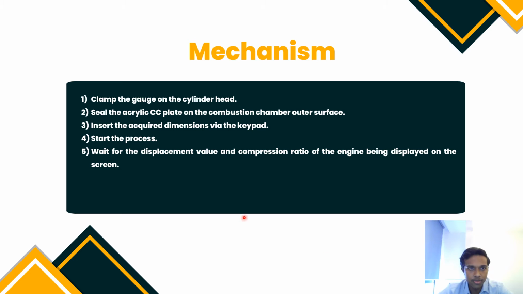So for the mechanism, firstly, we clamp the gauge on the cylinder head, and second, we seal the acrylic CC plate, which is the square plate just now, on the combustion chamber outer surface. Third, we insert the acquired dimensions via the keypad, and fourth, we start the process. And fifth, the value is going to appear on the screen.